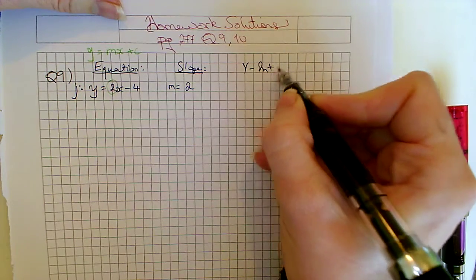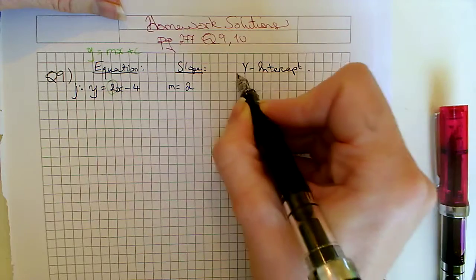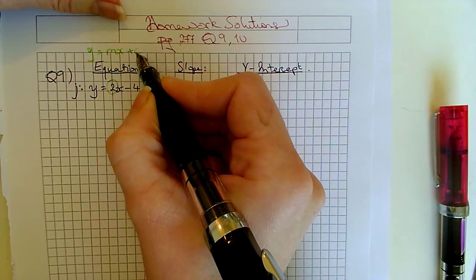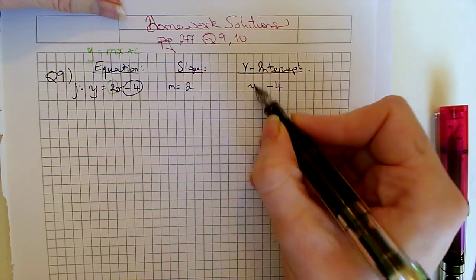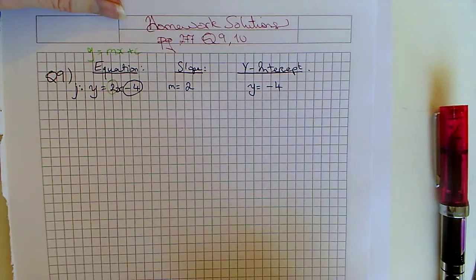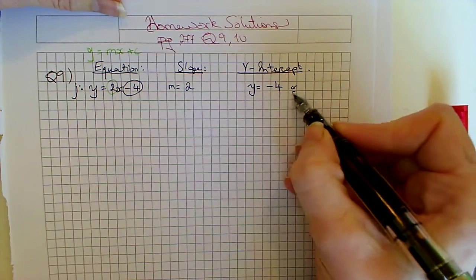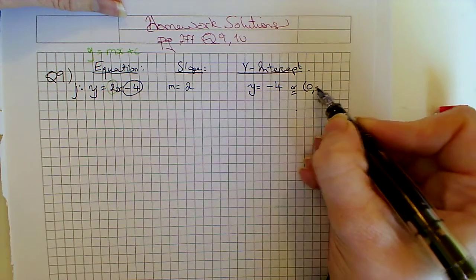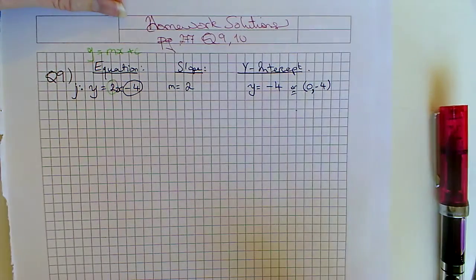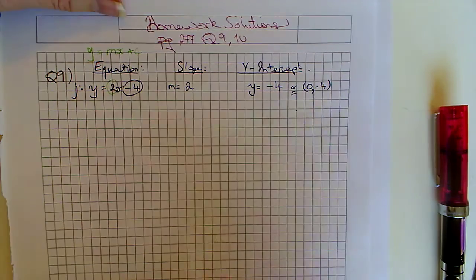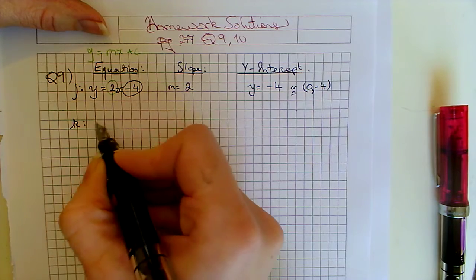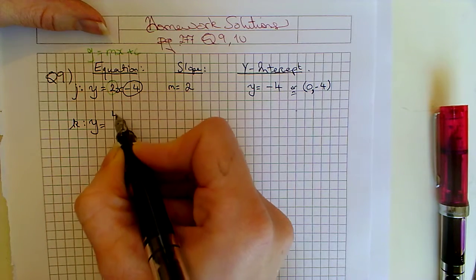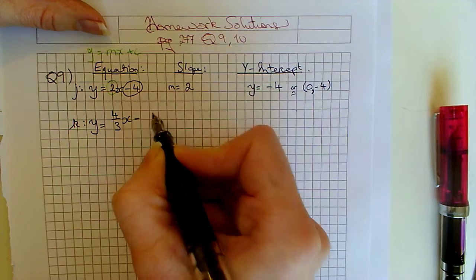And then the y-intercept, the place where it crosses the y-axis, is always c. So including the sign, minus 4. And again, it's good practice to write down y equals minus 4. You can also write this in point form, and it will be the point 0, minus 4. The x value is 0, and the y value, y equals minus 4.